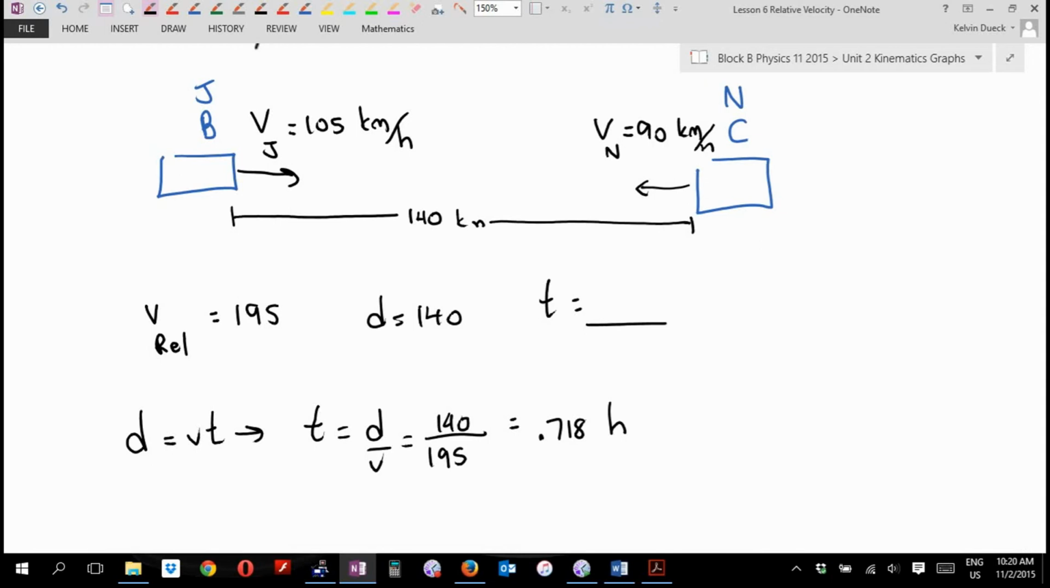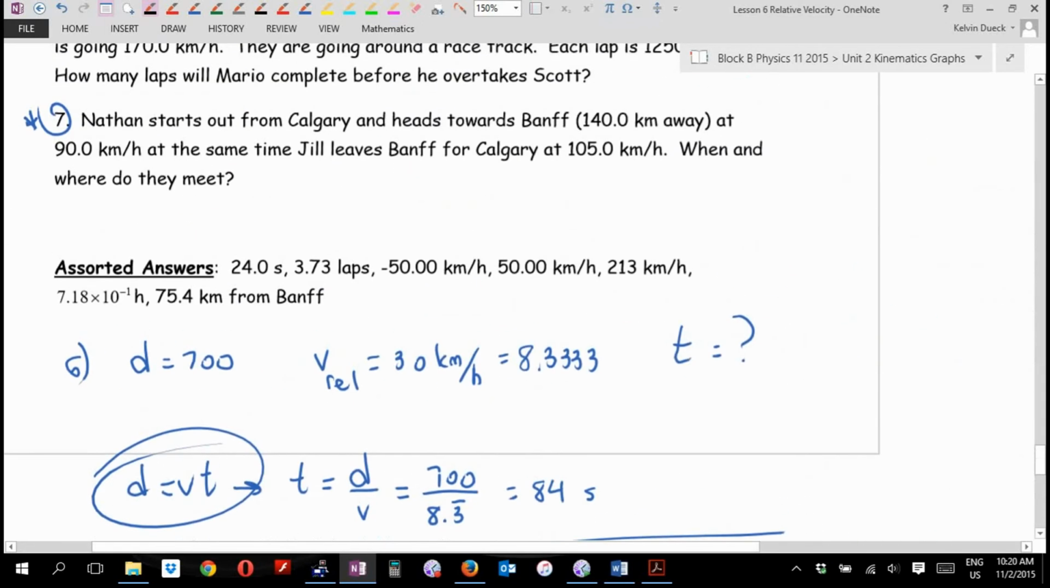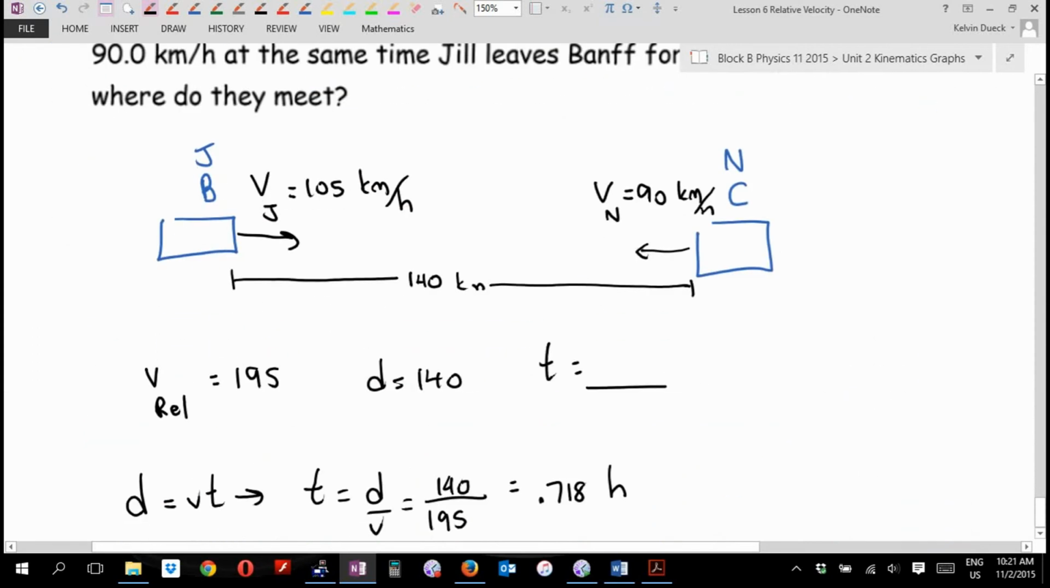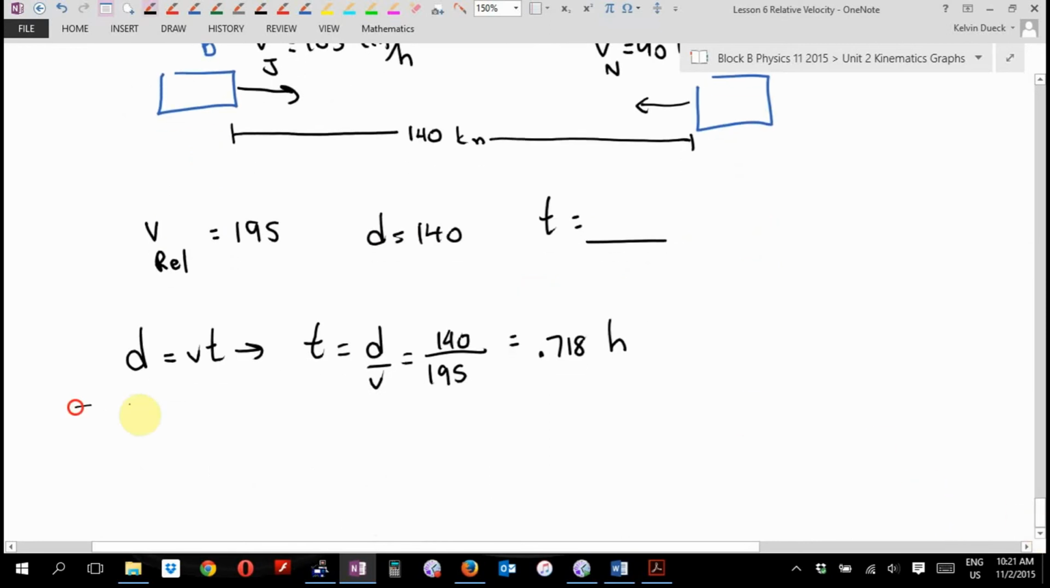Where? Now I'm going to pretend that they both aren't standing still. But I am telling you, Jill will go for 0.718 hours. Rob will travel for 0.718 hours. In the answer key, since I said from Banff, I'm going to look at Jill from Banff. How could I figure out how far she travels? So there's my relative. I pretended they're standing still. Now I'm going to pretend in real life they're not. So I'm going to find the distance that Jill is going to travel.